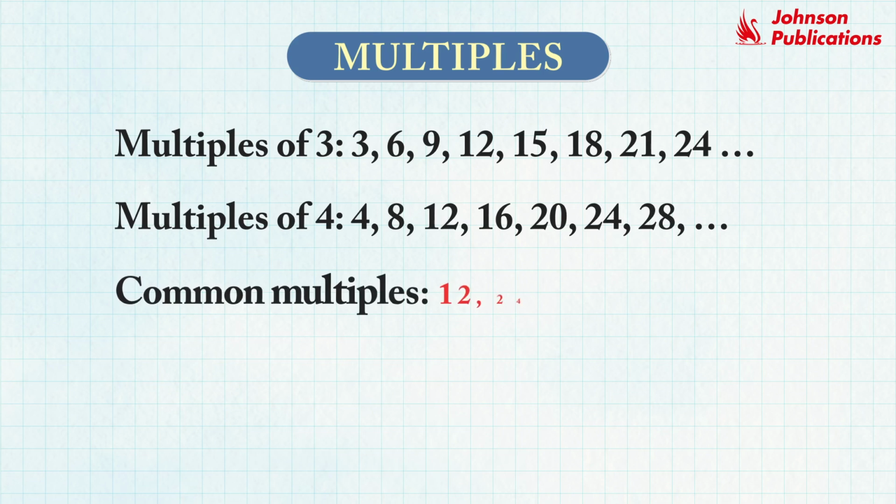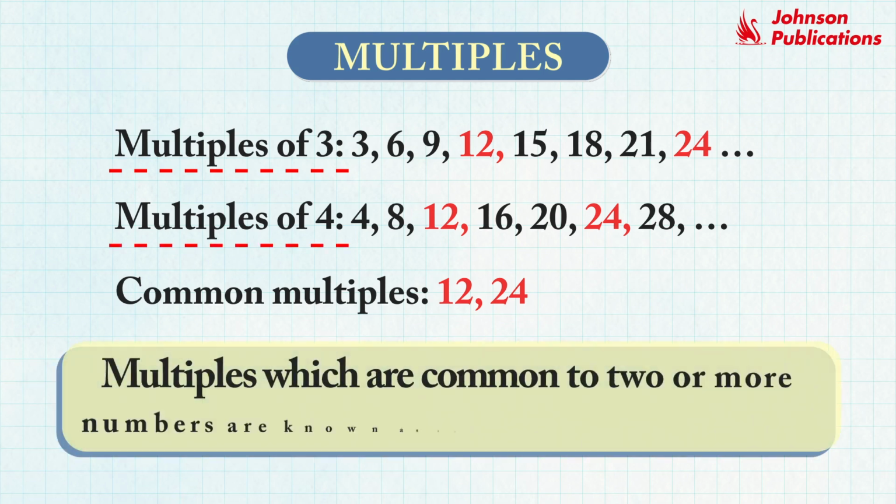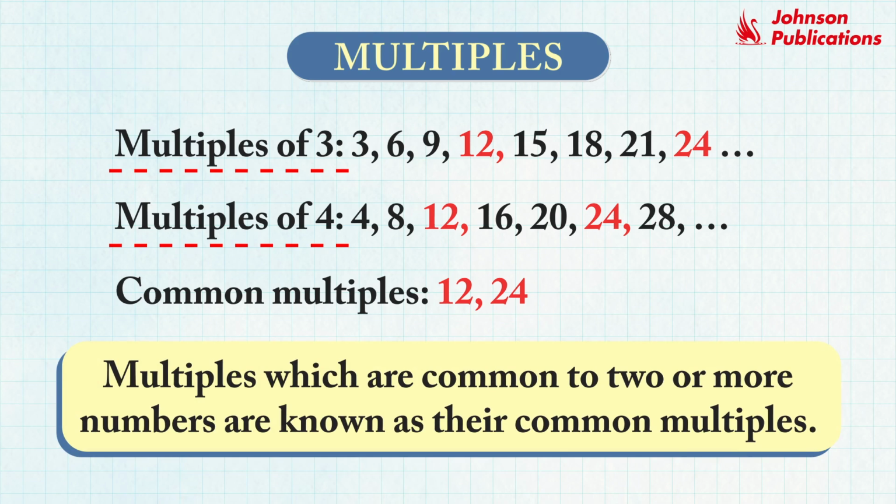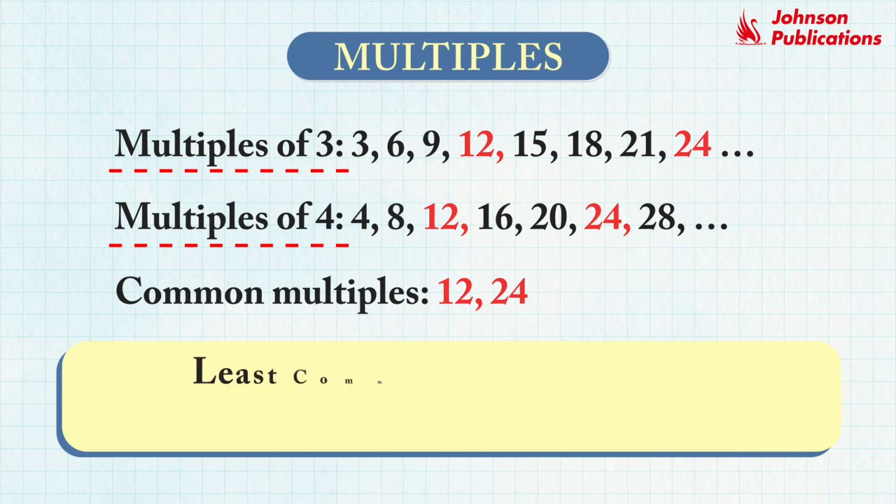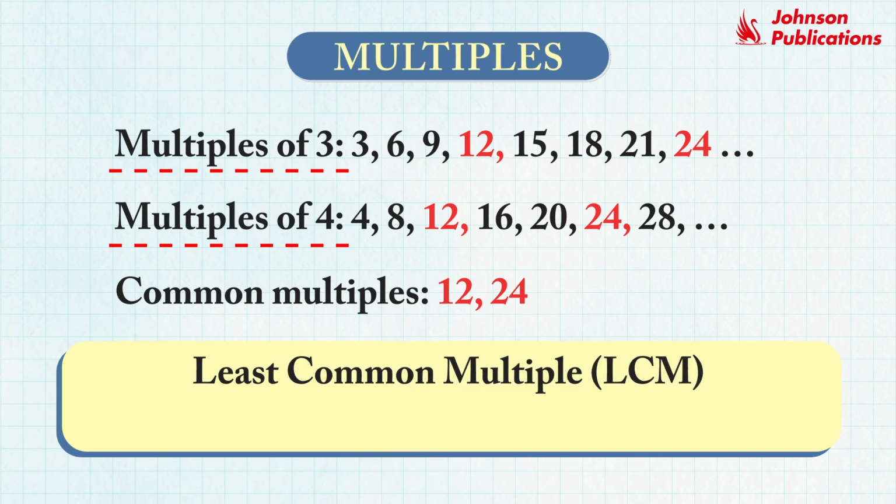Here the multiples 12 and 24 are common to both 3 and 4. Multiples which are common to 2 or more numbers are known as their common multiples. The smallest common multiple of the given numbers is known as the least common multiple of those numbers. Here, the least common multiple of 3 and 4 is 12.